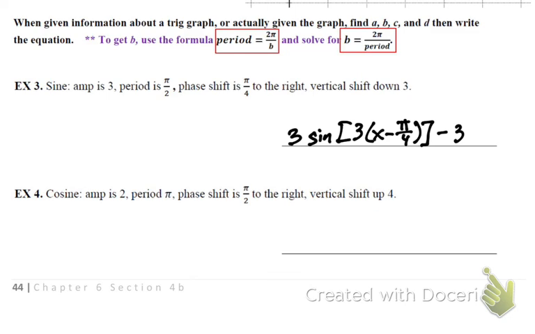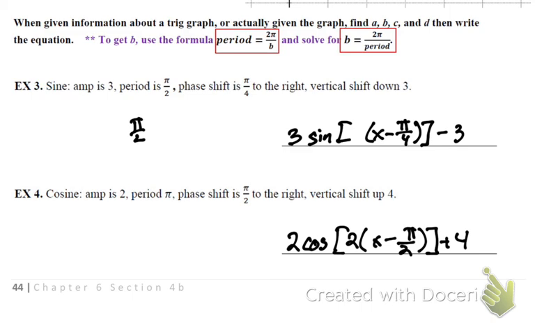Our next one asks for a cosine graph. That cosine graph would actually be 2 cosine 2x minus pi over 2 plus 4. But once again, write those down. If you have time, look over how you get those. It's good practice from given information to come up with an equation for it. Snag there. Let's go through that real quick, because we would actually have pi over 2 equals 2 pi over b. And so we'd end up having 2 over pi times 2 pi, which would equal 4.